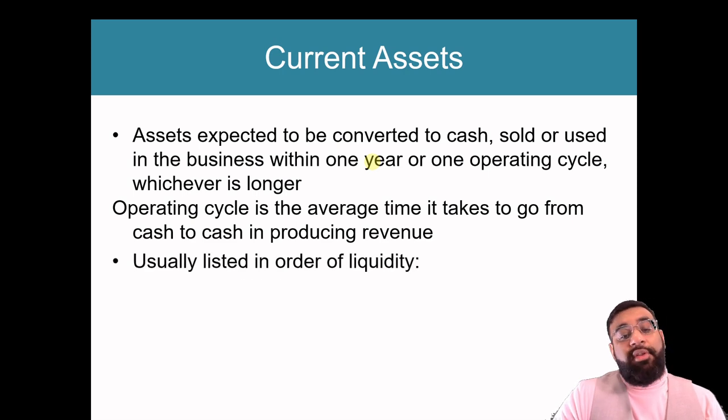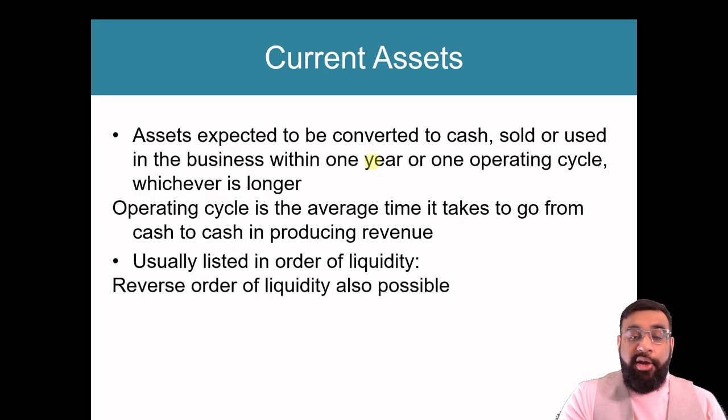So assets are listed in the order of liquidity. Liquidity is very important. Liquidity is essentially what we can convert to cash the fastest. So the common order of liquidity is going to be cash, accounts receivable, supplies, inventory, and prepaid expenses.